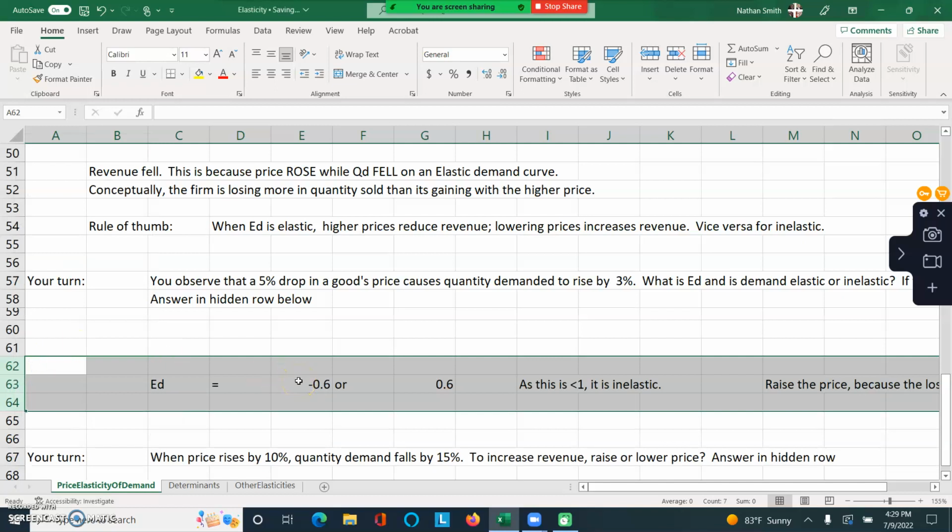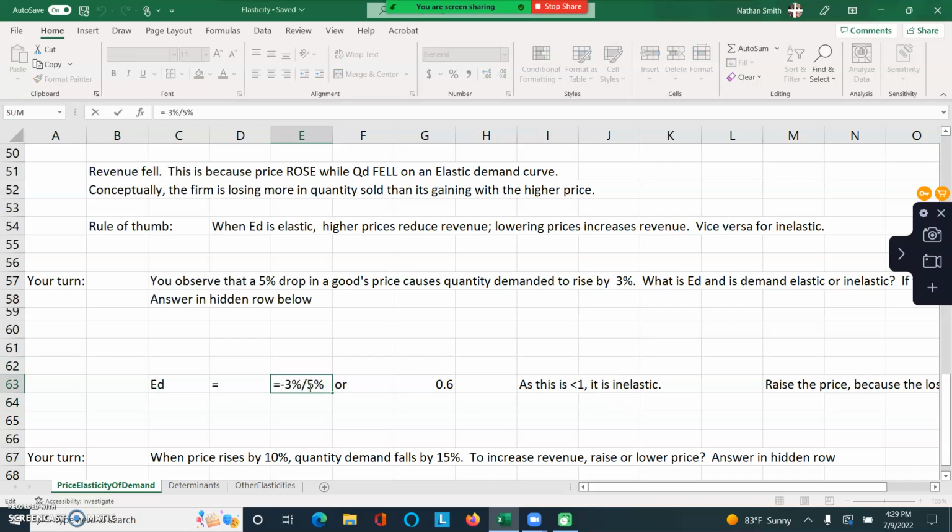All right, so hopefully you came out with inelastic. Again, how did we get this? In this case, we have a 5% drop in the good's price. Actually, I have my negative positive reversed here, so let me just make a quick tinker there. Okay, so that's going to be minus 5%. That's going to go in my denominator. A drop of 5% is minus 5%.